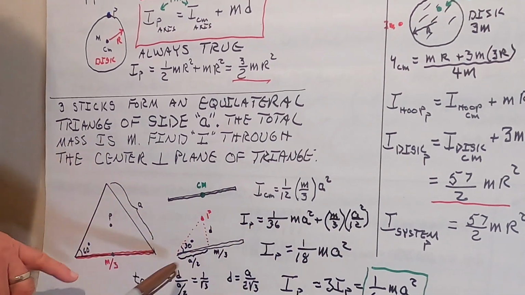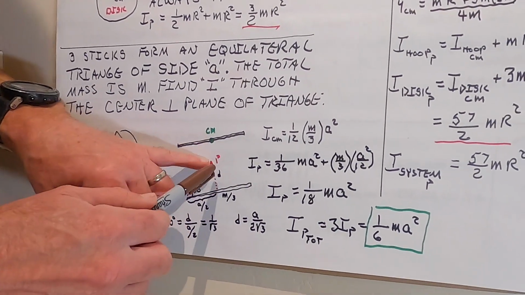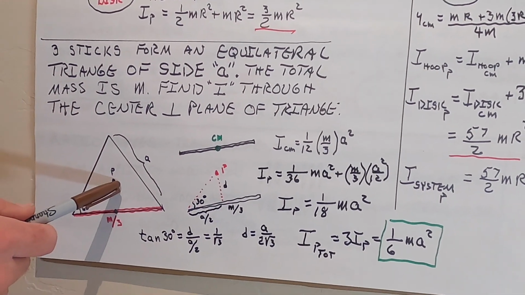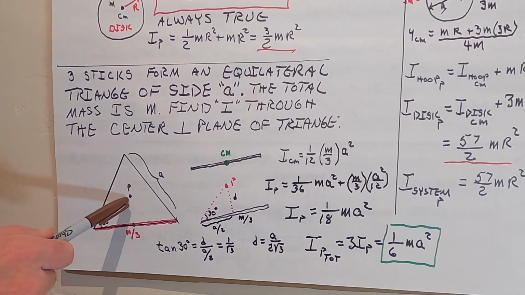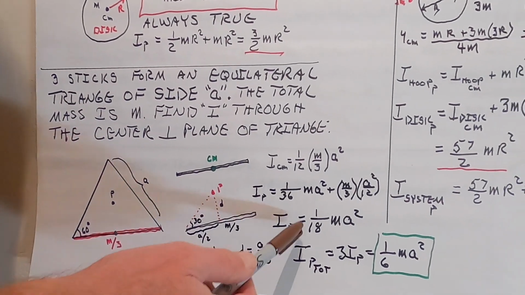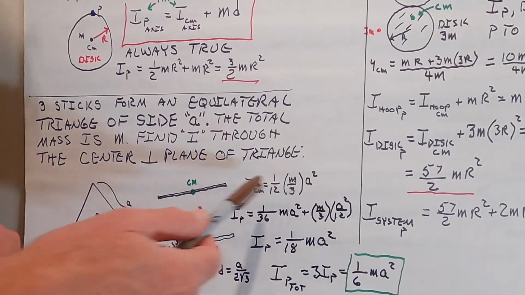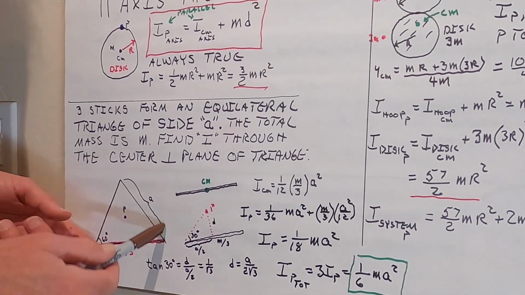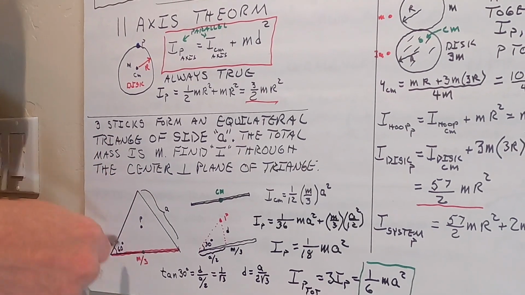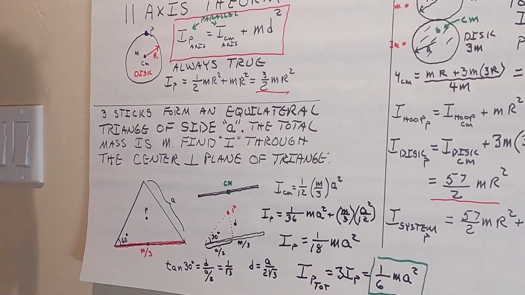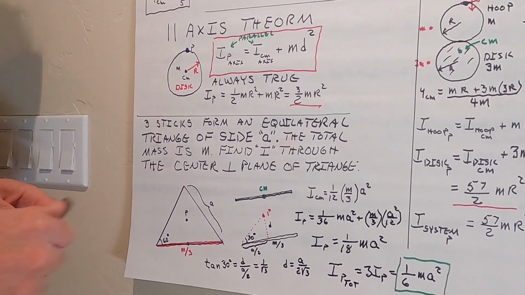Okay, but that's only for this stick about that point. Well, this stick about that point is the same, just by symmetry. This stick about that point is the same. So I can just triple it right here. Triple of 1/18 ma squared. Well, that's just 1/6 ma squared. So that's what it would be. You're going to be doing something similar to this for a little square instead of a triangle.